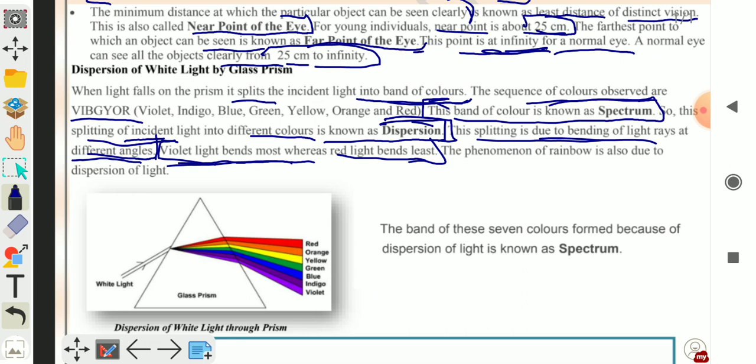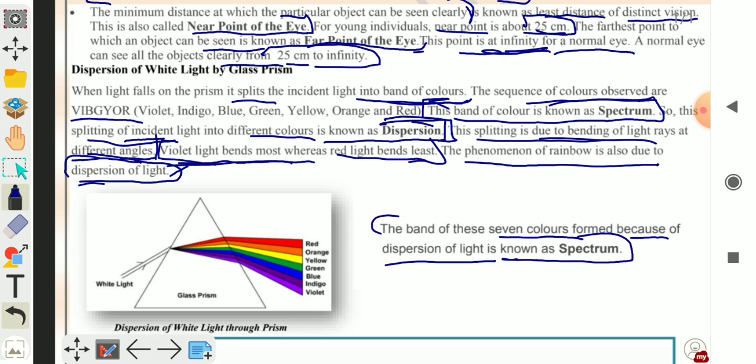The phenomenon of rainbow is also due to dispersion of light. जो आप स्काई में रेनबो देखते हो वो भी किसके कारण बनता है? Due to the phenomenon of dispersion of light. Now here the picture is given to you. It shows the band of colors and spectrum. The band of these 7 colors formed because of dispersion of light and is known as spectrum. This band of light is known as spectrum.